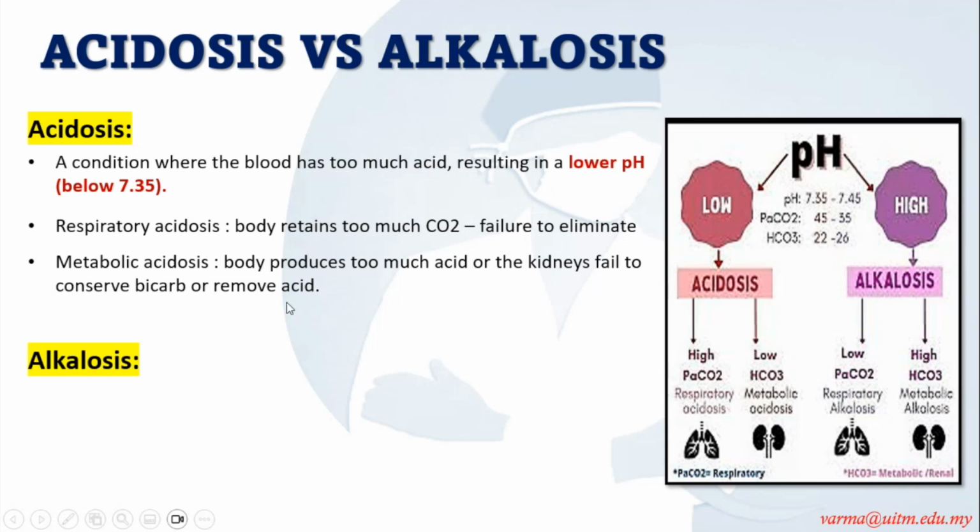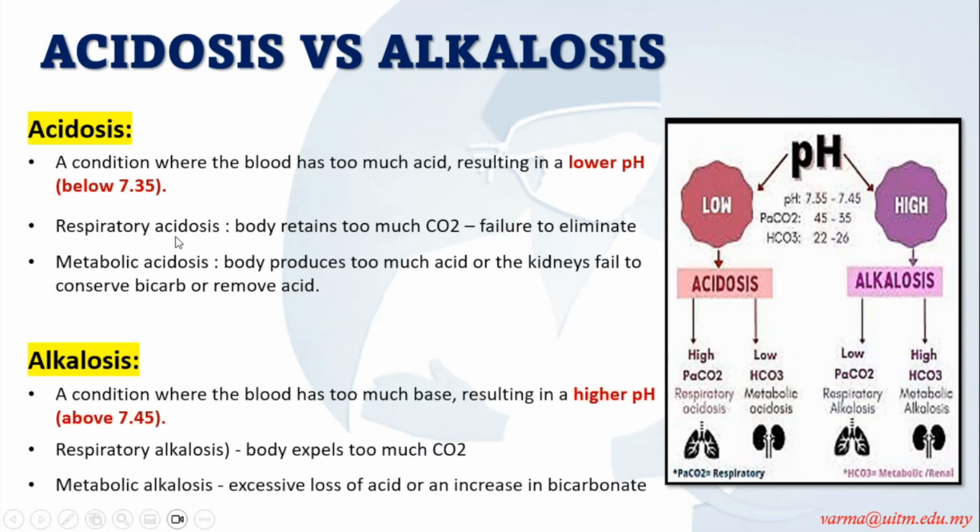This is just in case the 1 mark is broken down to 0.25, 0.5. Okay, but you can put it in very simplified point form. Same goes for alkalosis, it is the other way around. It is a condition where the blood has too much base, resulting in a higher pH, more than 7.45. It is divided into respiratory alkalosis or metabolic alkalosis.